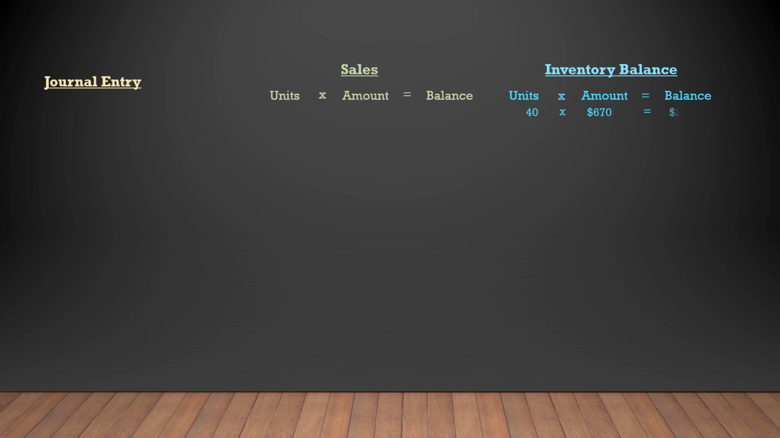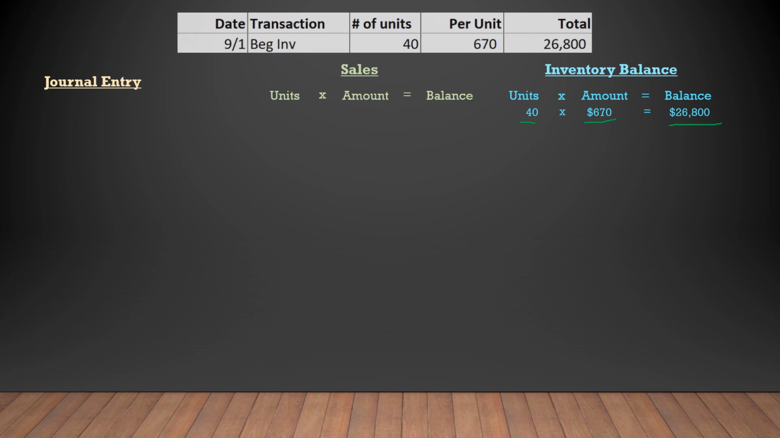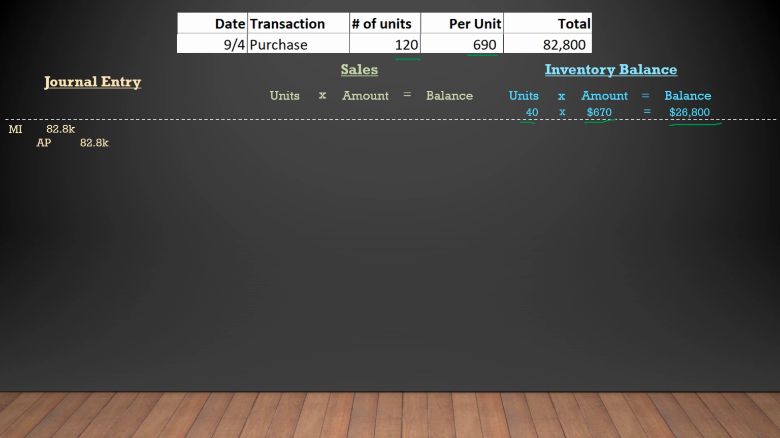We'll mostly use the same table format as we did under the FIFO and LIFO methods. We begin by listing our beginning inventory units, cost, and balance under the inventory balance column. On September 4th, we purchased 120 units at $6.90 per unit, so we'll debit merchandise inventory and credit accounts payable for $82,800. For simplicity's sake, I'm presuming all sales and purchases are on account.